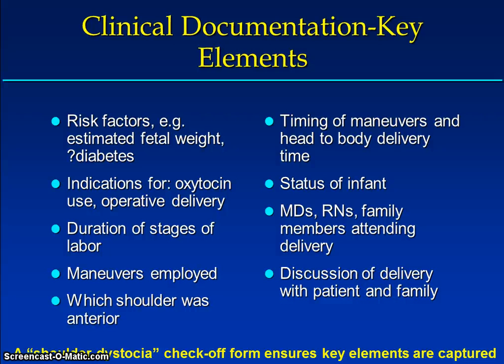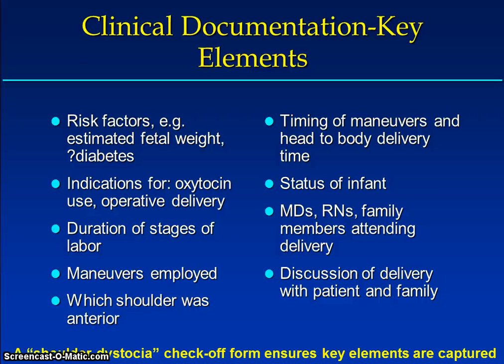One should list the duration of stages of labor, particularly the first and second stage. Obviously, one would indicate which maneuvers were employed and in which order. And very importantly, which shoulder was anterior. This is often left out. And again, if there's concern whether this was a posterior shoulder impaction, if you don't declare which one was anterior versus posterior, it's difficult to justify this at a later date.